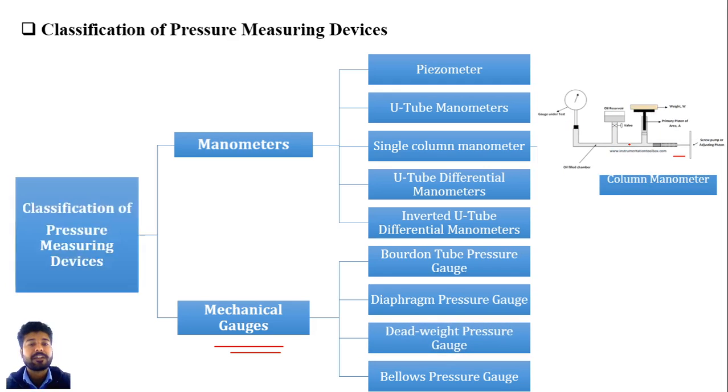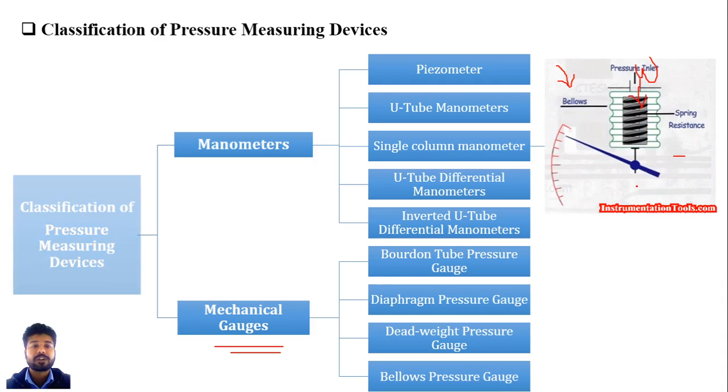Third one is the dead weight pressure gauge. In this dead weight pressure gauge, we need to put over here a weight W of 10 kg, 20 kg, and by putting this weight, the pressure gauge shows you the current pressure. So this was our third type, dead weight pressure gauge.